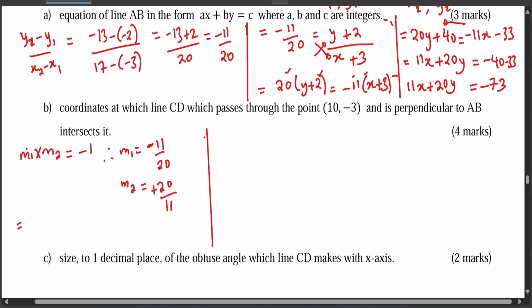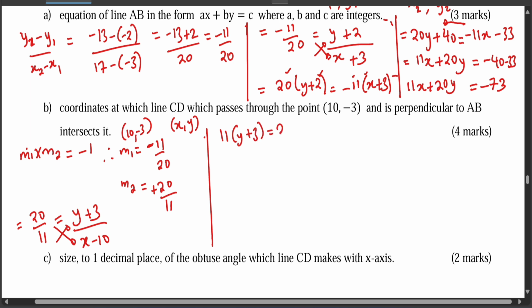Now let's write it down. So we'll assume there's another point (x, y), and we also already know there's another point, (10, -3). We use those two points to find the equation of a straight line. So you write y minus -3, which is y plus 3, over x minus 10. Okay, cross multiply. So 11 times y plus 3 and 20 times x minus 10. So 11 into bracket y plus 3 is equal to 20 times x minus 10.